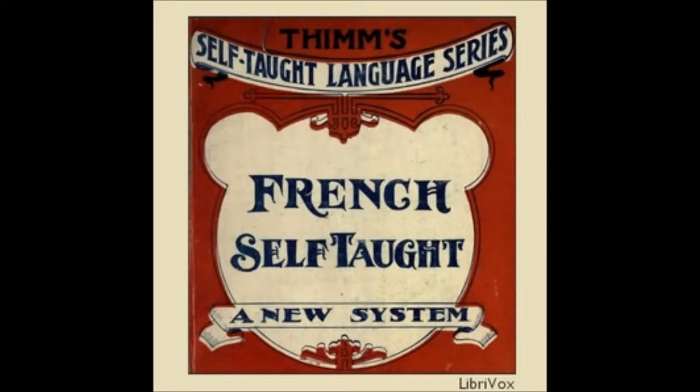Imperative mood. Have, aie; let us have, ayons; have ye, ayez. Subjunctive mood. Present. That I may have, que j'aie; that thou mayest have, que tu aies; that he may have, qu'il ait; that we may have, que nous ayons; that you may have, que vous ayez; that they may have, qu'ils aient.